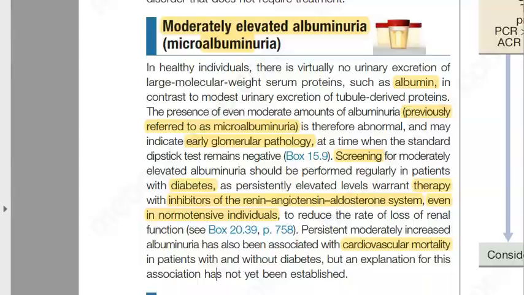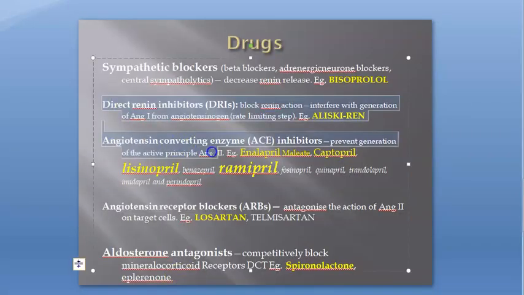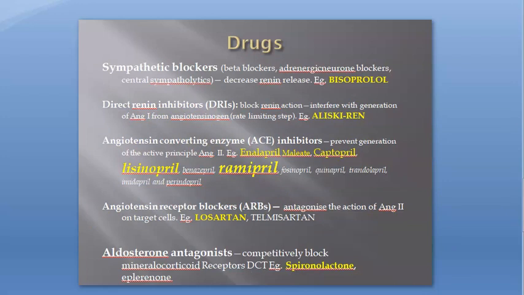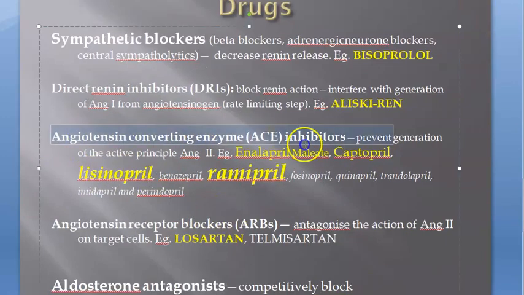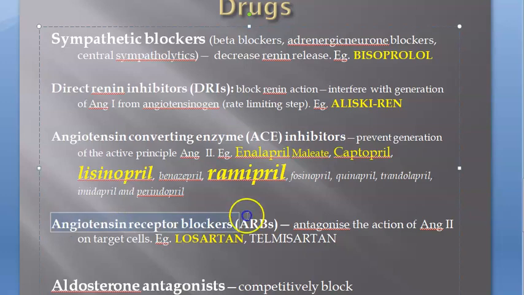If somebody asks you which are the drugs inhibiting this renin angiotensin system, you can talk about this. Direct renin inhibitors, you have aliskiren. Then you have angiotensin converting enzyme inhibitors, that is ACE inhibitors, enalapril, ramipril, etc. You have heard of enalapril and ramipril. Then angiotensin receptor blockers, you have losartan and telmisartan. So renin, angiotensin, what else is there? Aldosterone. You'll have to write these at the bottom.